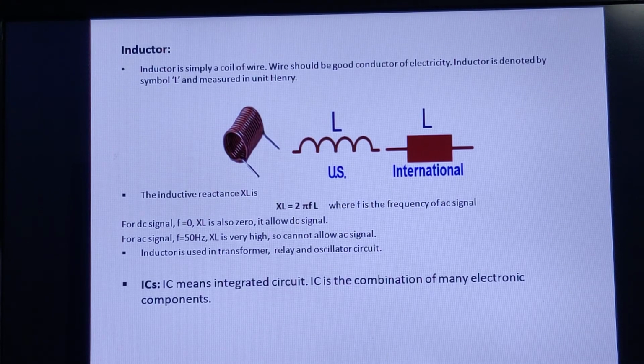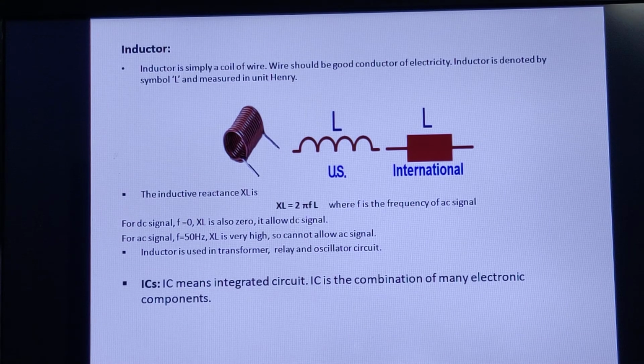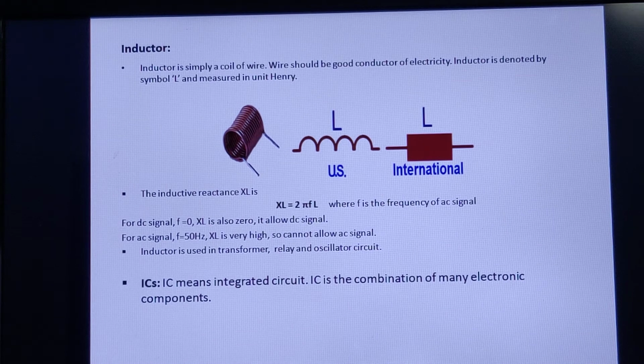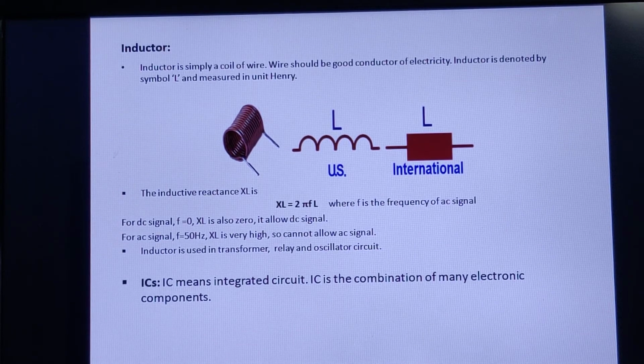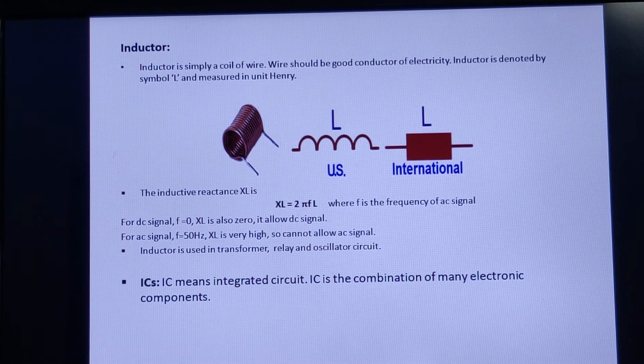The next component is the inductor. Inductor is simply a coil of wire. The wire should be a good conductor of electricity. Inductor is denoted by the symbol capital L and it is measured in unit Henry. The symbol of the inductor is as shown in the figure.